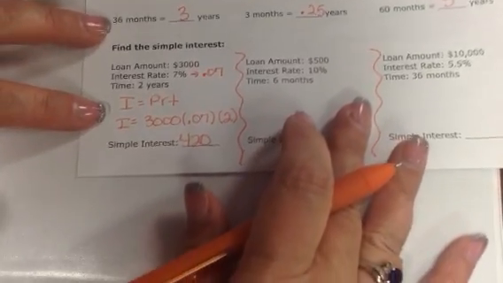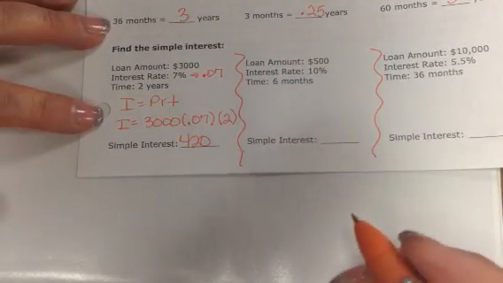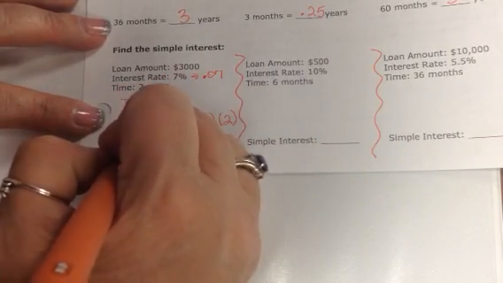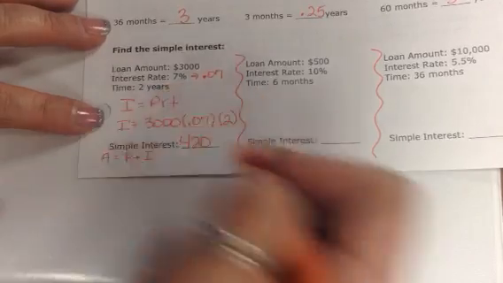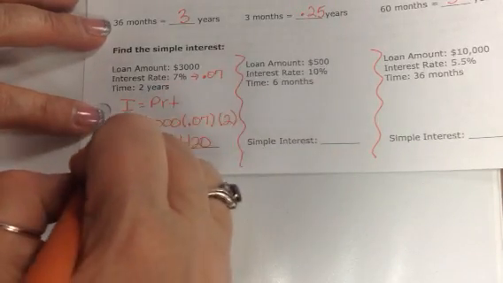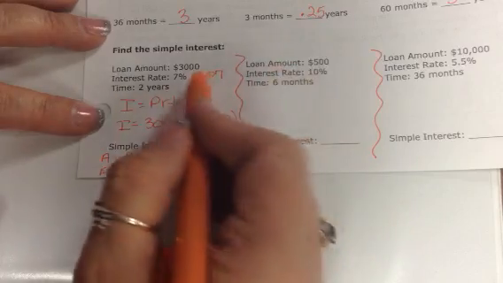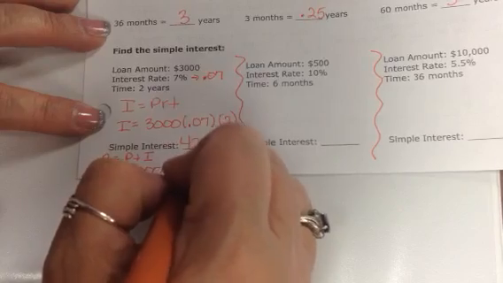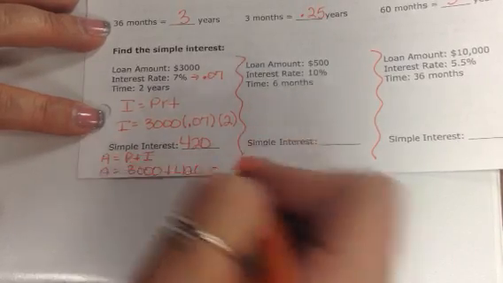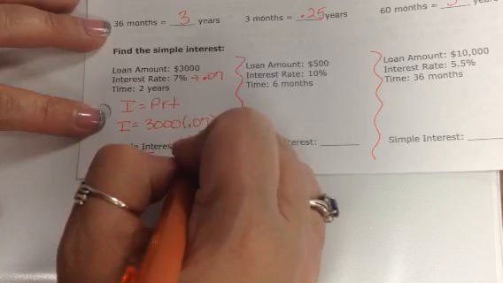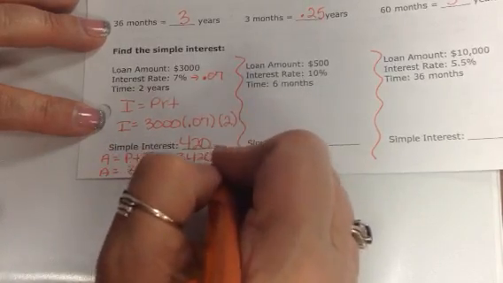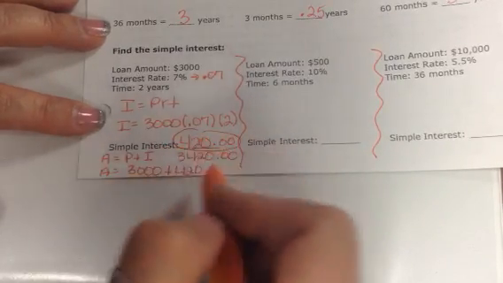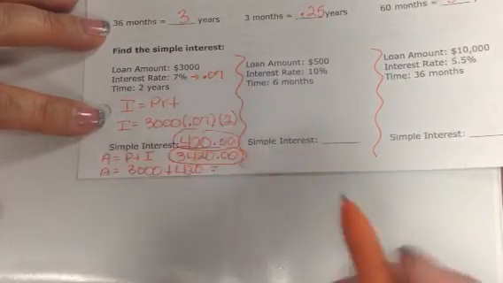Remember, I said there was another formula. If they ask me the total amount, I have to say A equals P plus I. So A equals my P, which is 3,000, plus my I, which is 420, which means my total would be $3,420. That's what I would pay total for that loan. $420 in interest, $3,420 total.